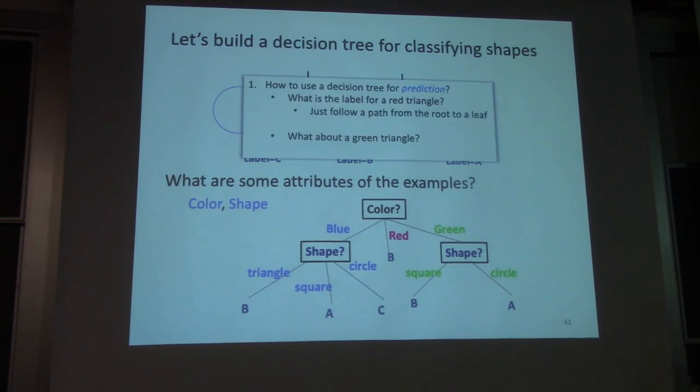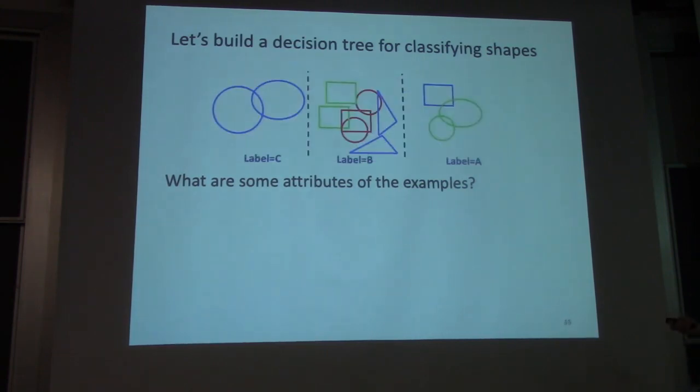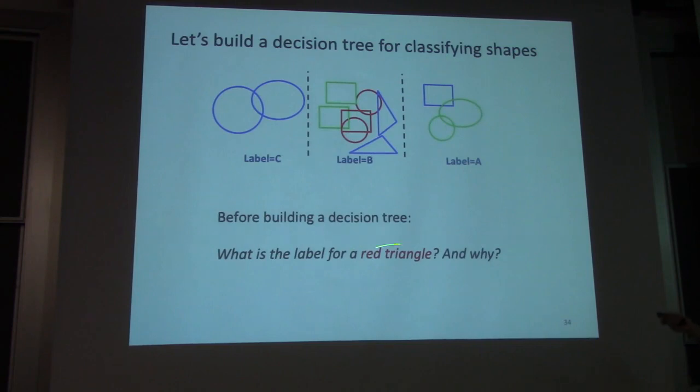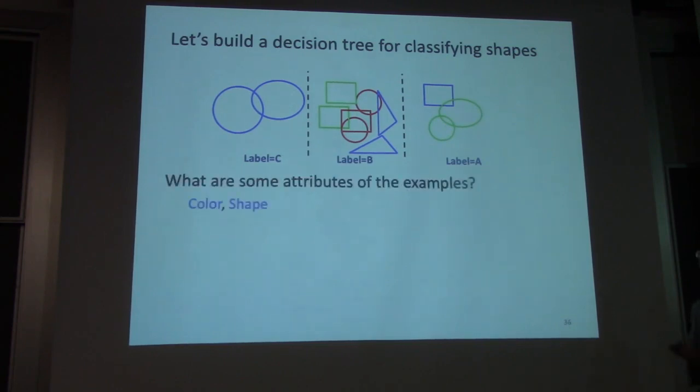So that leads to the question. First, let us solve the problem one by one, right? First, let us see how to use this decision tree for prediction. And back to our question, how can we predict a red triangle? We just mentioned, before we talk about creating a decision tree, how can we do that?